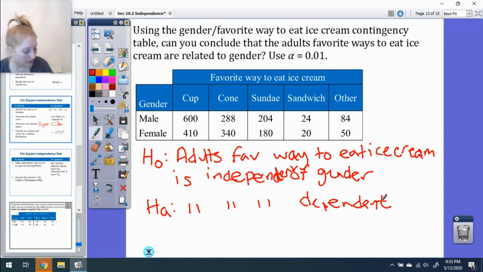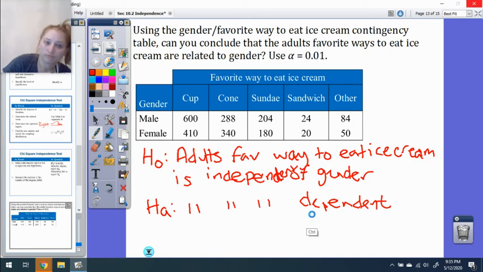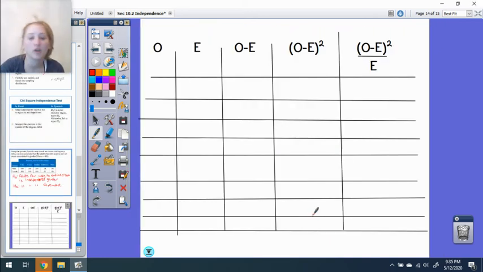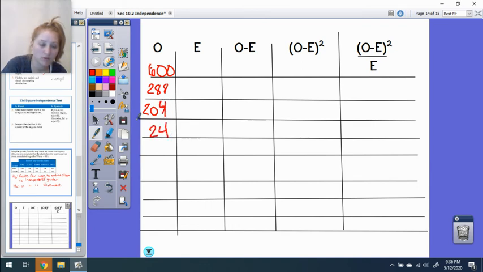Okay. All right, so what we're going to do is fill in this chart right here. We're going to take the observed values that we had from the chart. For instance, we had 600, 288, 204, 24. So that was my first row.